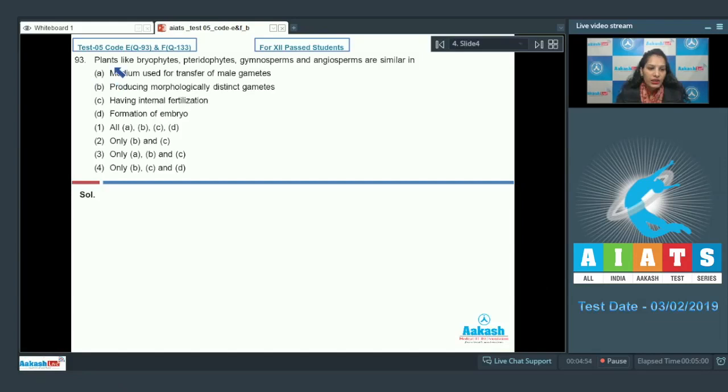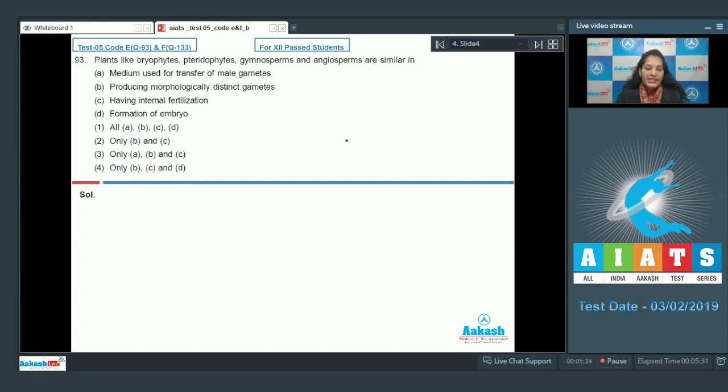Question number 93. Plants like bryophytes, pteridophytes, gymnosperms and angiosperms are similar in: A. Medium used for transfer of male gametes. B. Producing morphologically distinct gametes. C. Having internal fertilization. D. Formation of embryo. First option, all A, B, C and D. Second, only B and C. Third, only A, B and C. Fourth, only B, C and D.